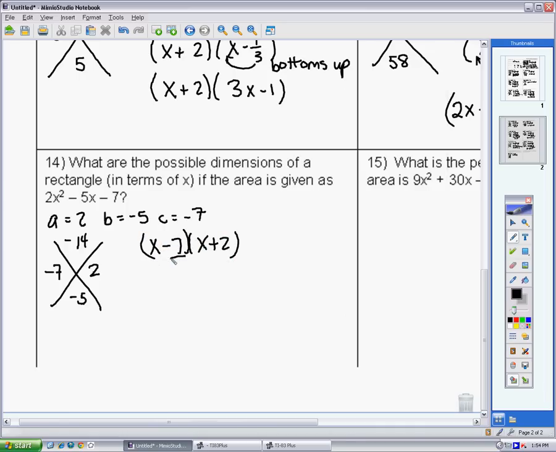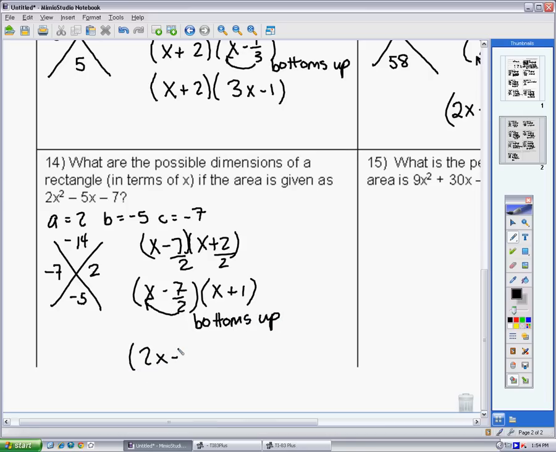Now I'm going to divide by my leading coefficient 2, or A. X minus 7 over 2 does not reduce. X plus 2 over 2 does, and that leaves me with x plus 1, bringing the bottom up. So I'm going to bring bottoms up. And I get my factors of 2x minus 7 times x plus 1.